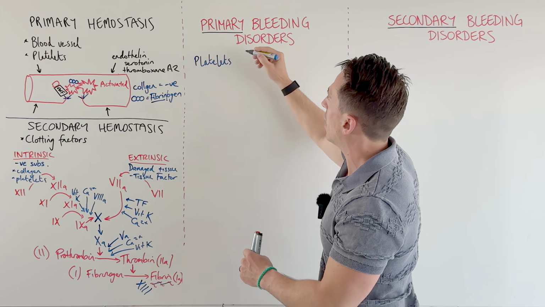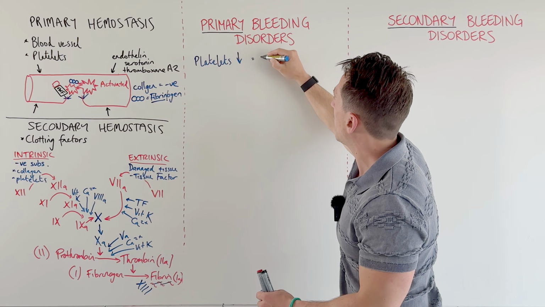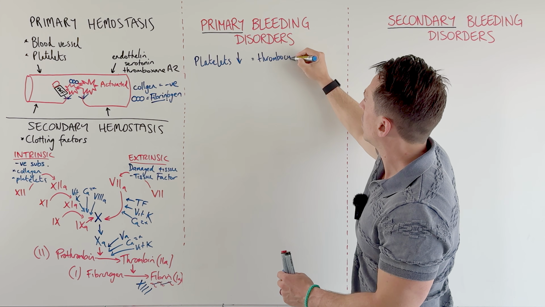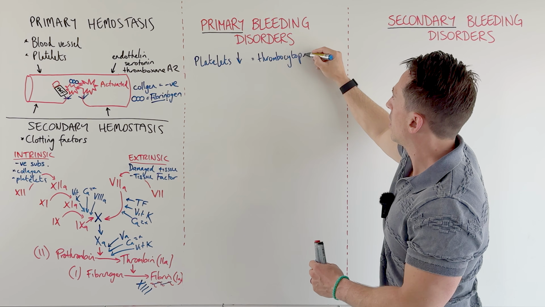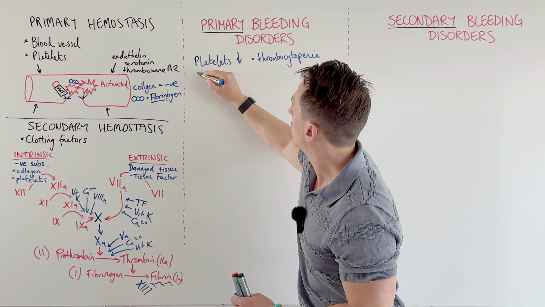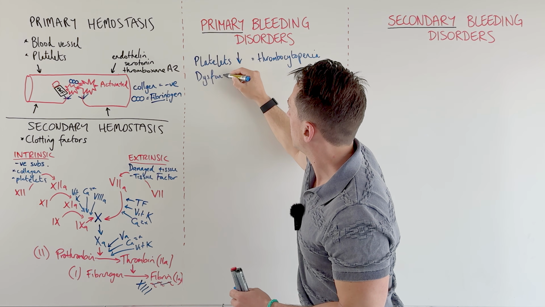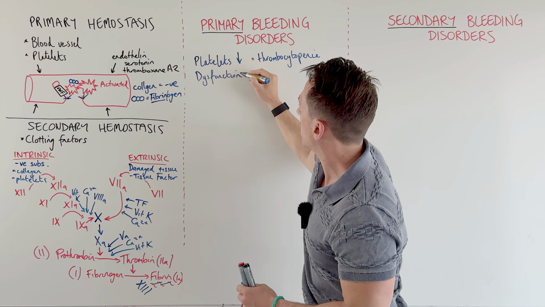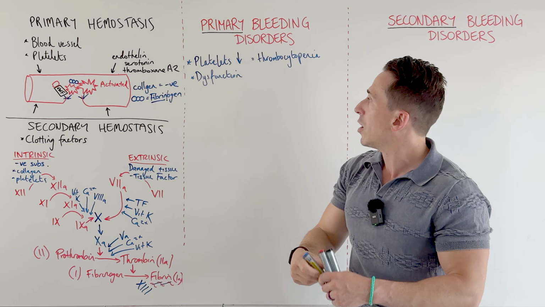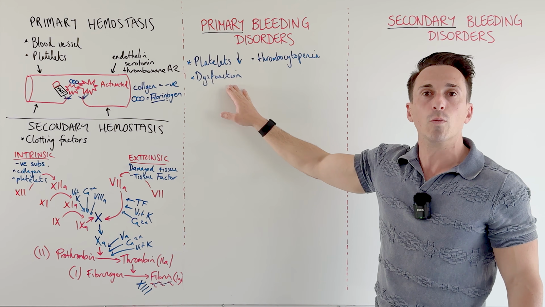The issue is either we don't have enough platelets, and we call that thrombocytopenia, right? Or we've got platelet dysfunction. So the platelets aren't working properly. So it's either one of those two things, right? Either we don't have enough platelets, which is called thrombocytopenia, or the platelets aren't working properly.